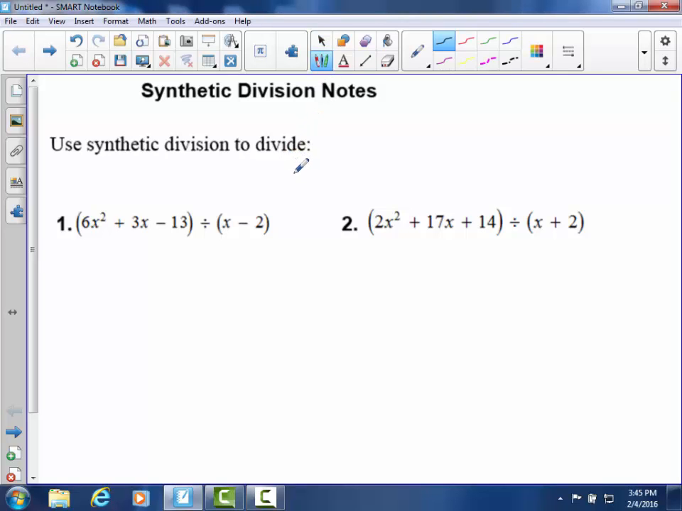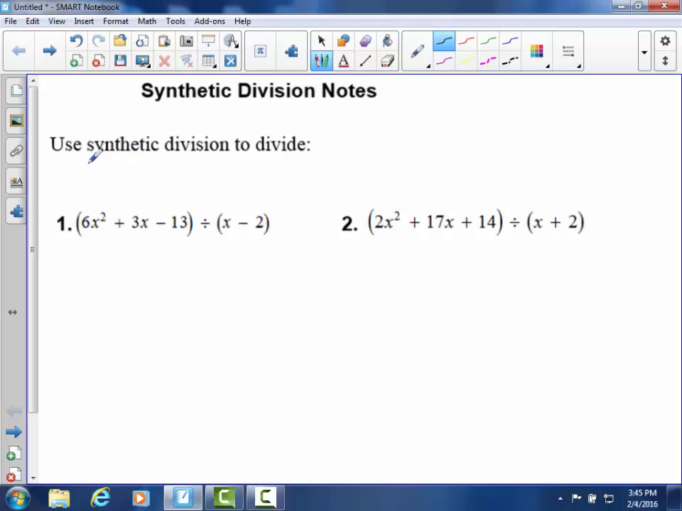Alright, so today we're going to be dividing polynomials again, but we're going to use a form of division called synthetic division. In our last video we were talking about dividing polynomials using long division. What I'm going to do is show you just how you would set these up using long division, or for synthetic division.